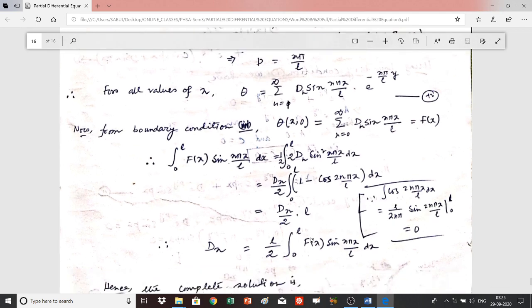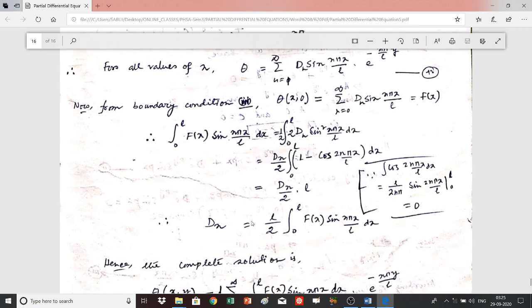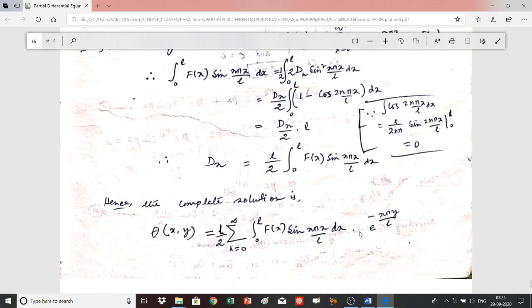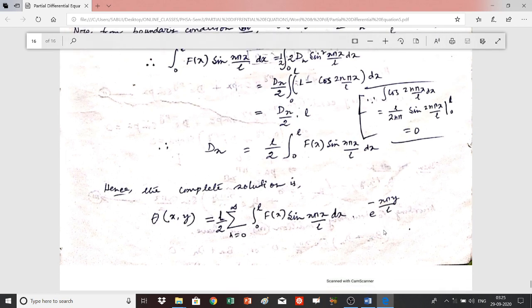So from here dn is equal to 2 by l times the integral from 0 to l of f(x) sin(n pi x by l) dx. So the complete solution, using the value of dn, will turn into theta(x,y) is equal to 2 by l, sum from n equal to 1 to infinity, of the integral from 0 to l of f(x) sin(n pi x by l) dx, times e to the minus n pi y by l. This is the complete and final solution.